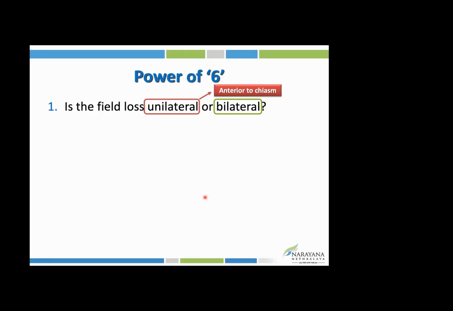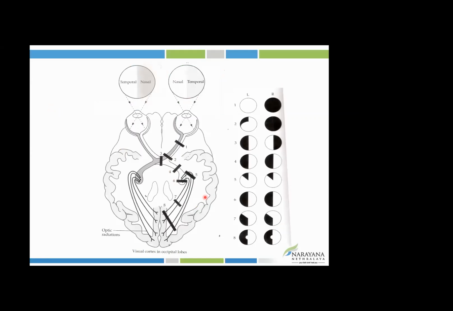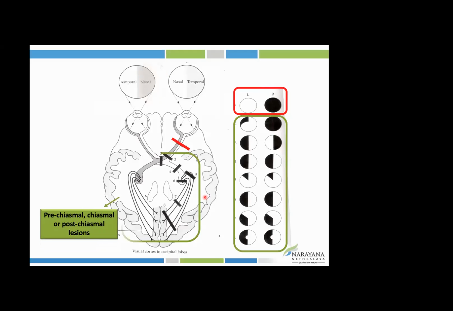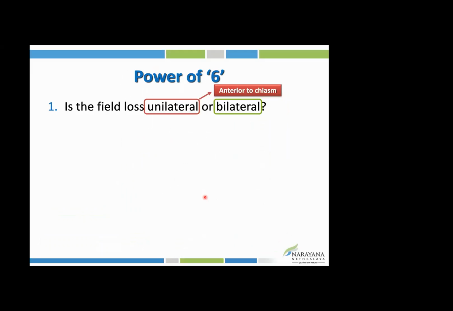So let's go back to our representation, in which you will notice that if the field defect is only in one eye, the lesion is anterior to the chiasma. But in these cases where there is bilateral visual field defect, we are looking at a prechiasmal, chiasmal, or a post-chiasmal lesion. Then the second important question, does the defect respect the vertical meridian?